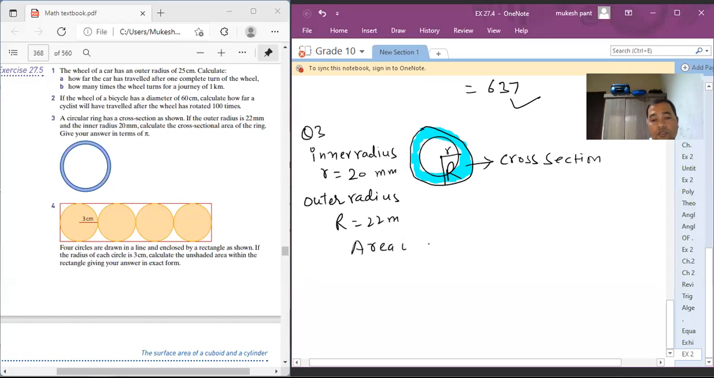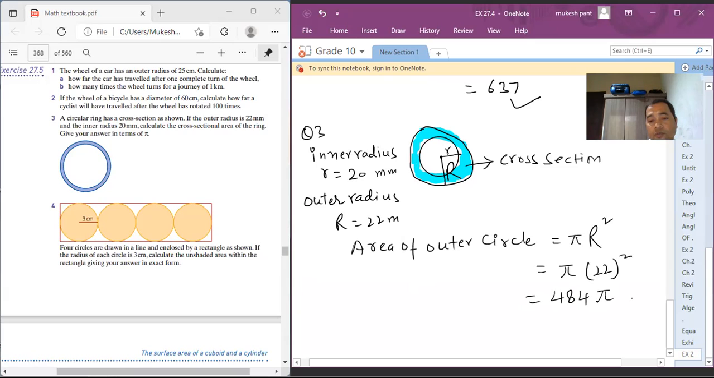Area of outer circle. Area of outer circle means pi r square, and the r is the big one. So pi times 22 squared, which is 484. So it's 484 pi, in mm square, millimeter square.